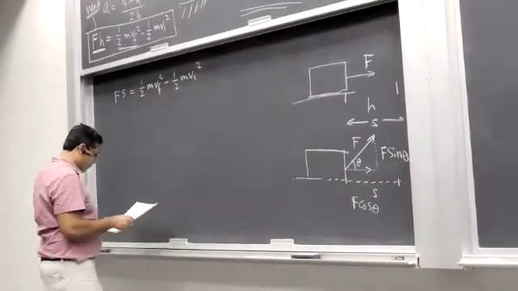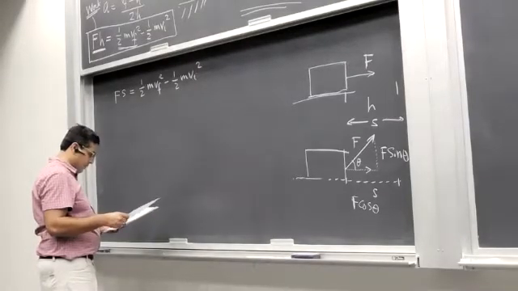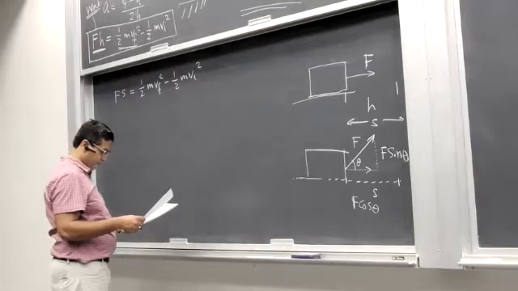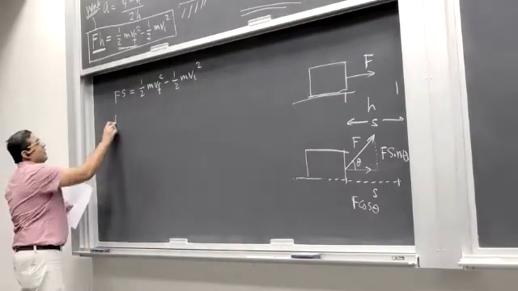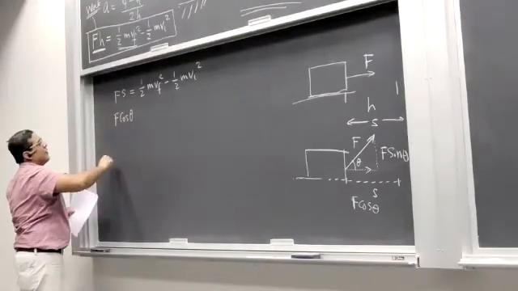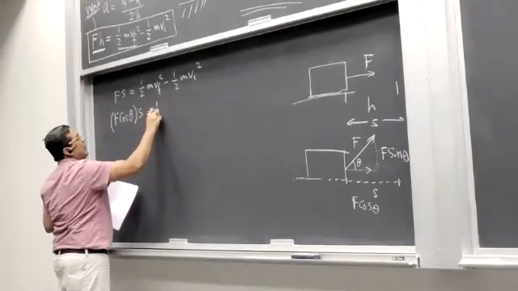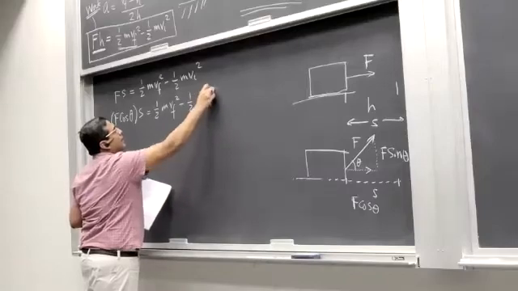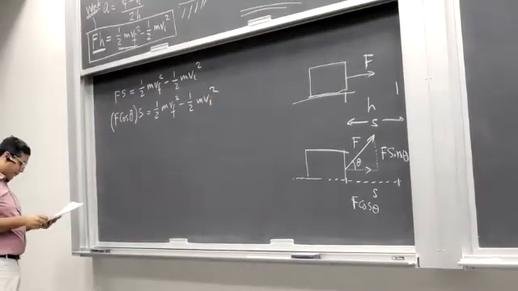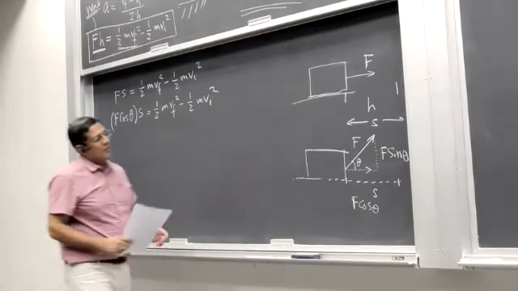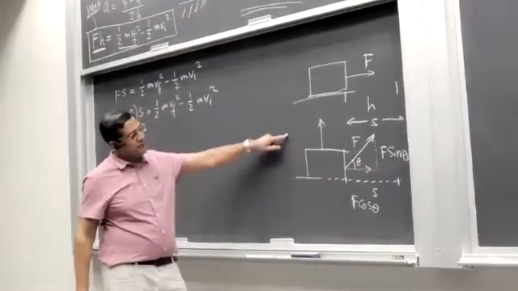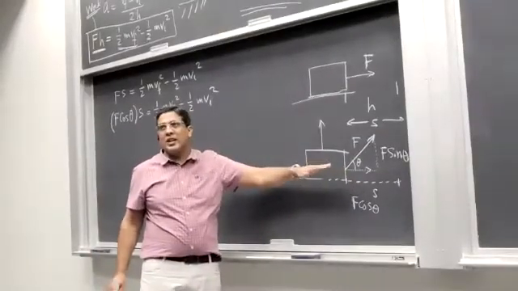Now the work is F cosine theta times s, equal to half m v_f squared minus half m v_i squared. How about the work done by moving the object from here to here if I'm exerting the force in this direction? It will be zero, because the component along this direction is zero.